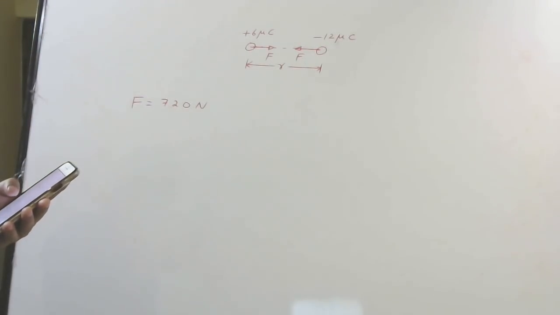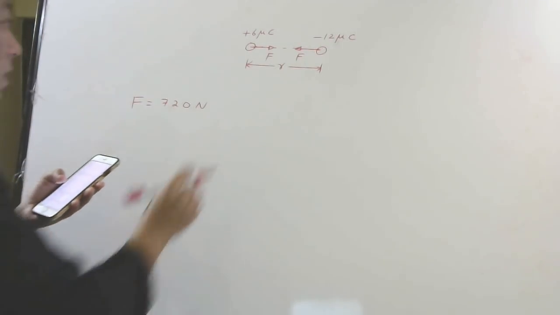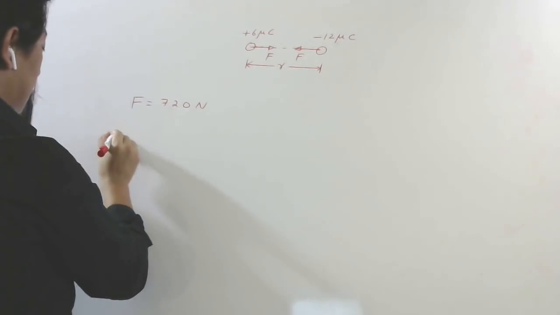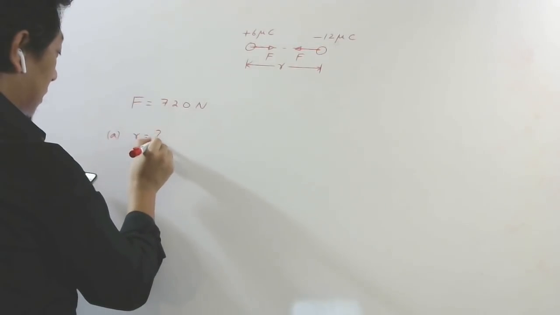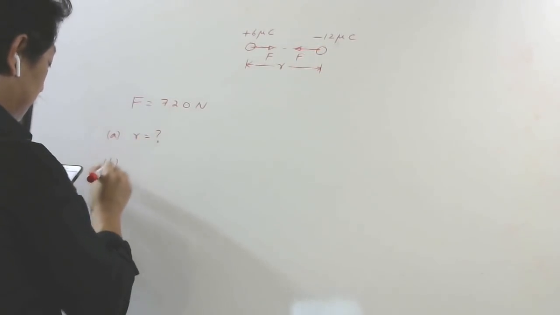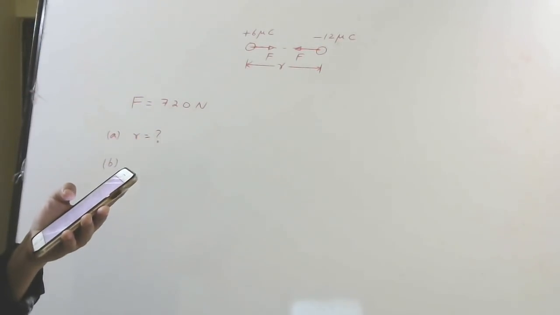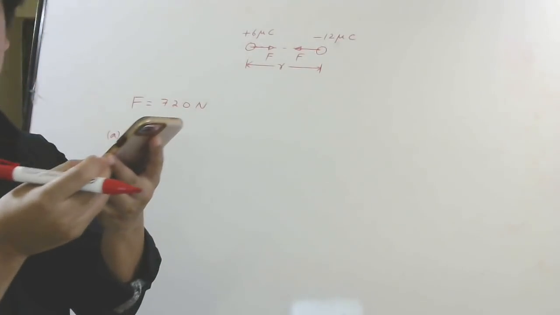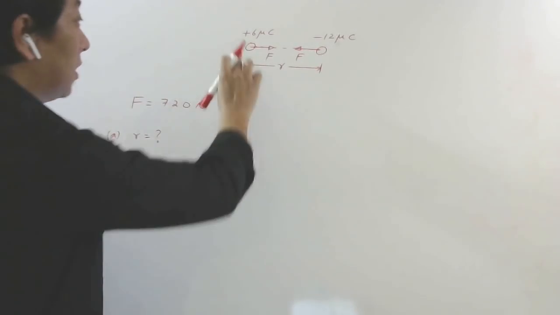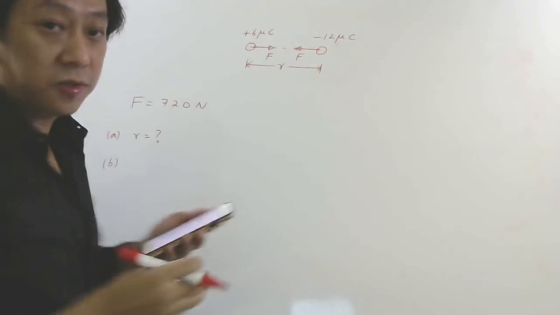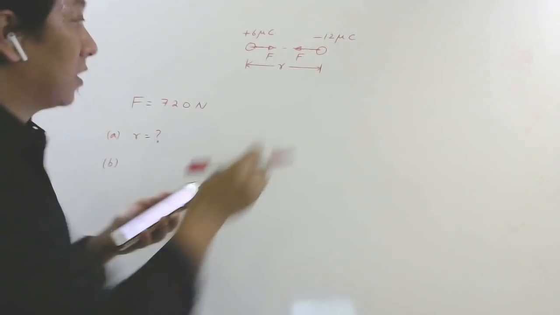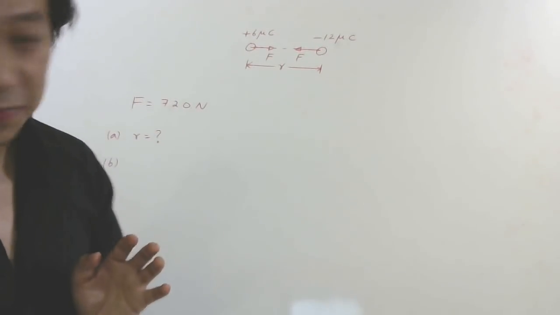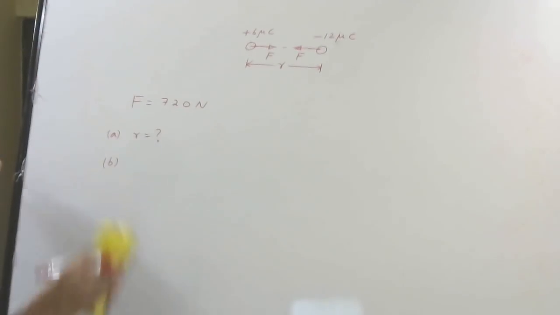The first part is, what is the distance between the conductors? So this R they want, and the first part is to find R. Second part, these two conductors are now brought in contact and then kept in the initial position. After bringing in contact, they are keeping it back here. Then what will be the new force they are asking? So let's do the first part.